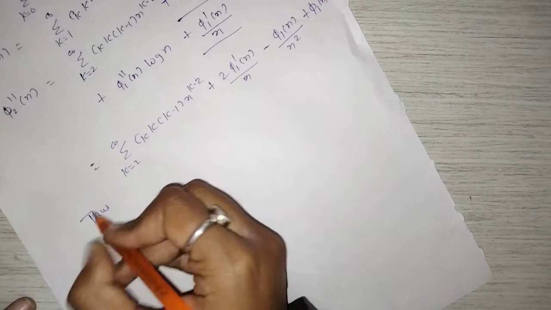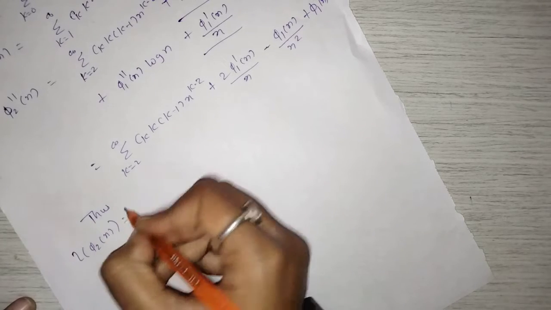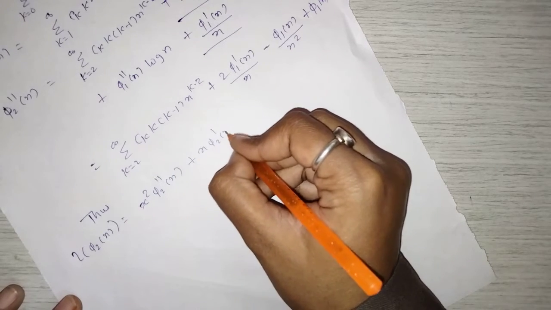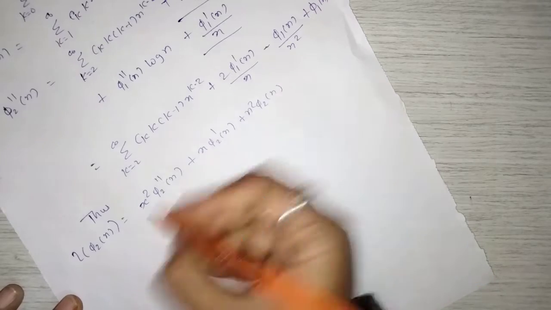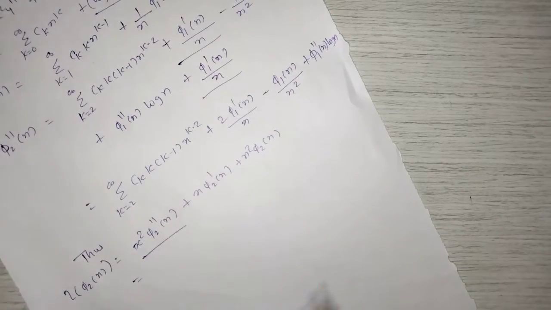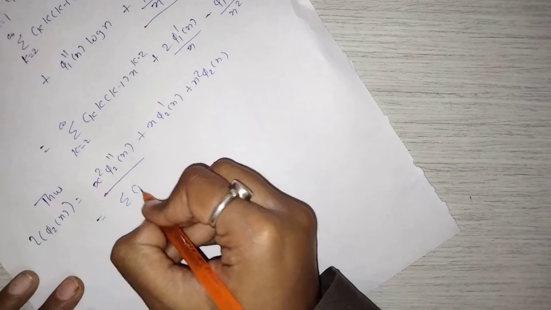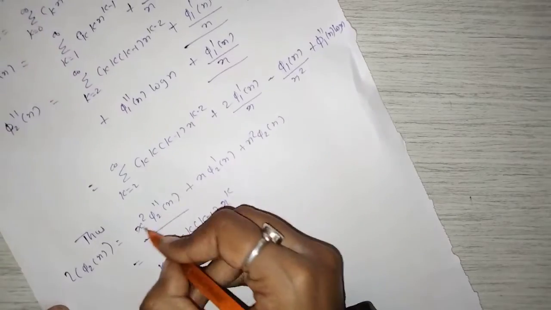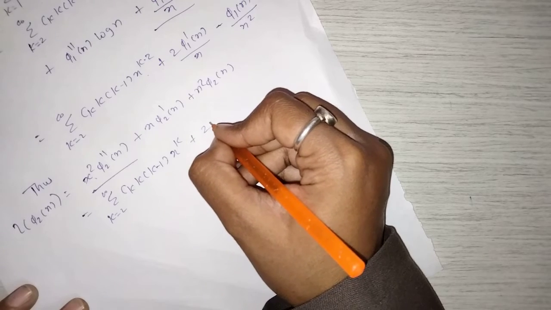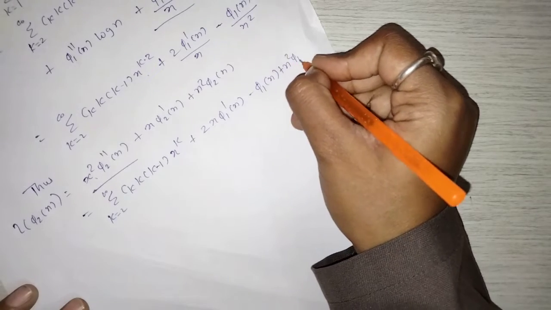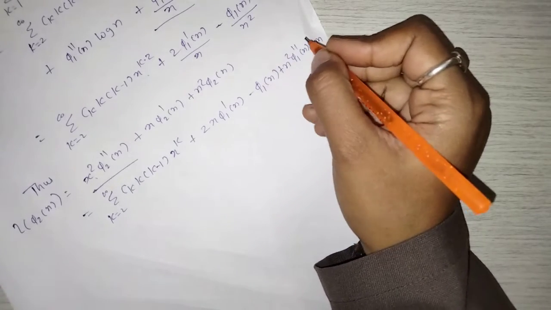Thus L of phi 2 of x becomes x square phi 2 double dash of x plus x into phi 2 dash of x plus x square phi 2 of x. Equal to x square phi 2 double dash of x, means x square multiply each term. So we get summation ck into k minus 1 x raised to k, k running from 2 to infinity, because x square into x raised to minus 2 gets cancelled, plus 2 x into phi 1 dash of x minus phi 1 of x plus x square phi 1 double dash of x into log x.